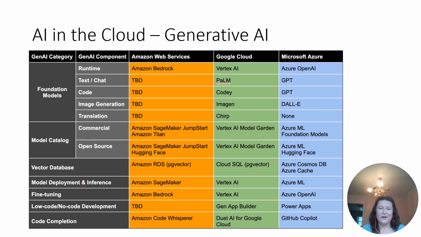Code completion, this is one that a lot of developers love. Amazon CodeWhisperer basically helps you complete your code in Visual Studio or in the Amazon coding interfaces. Duet AI is the same thing for Google Cloud, and GitHub Copilot is for Azure. All three pretty much will help you write your code, very similar to the JetBrains tools that you've probably used before. They help you write code, they help you write snippets, they help you format code, they give you suggestions on which libraries you should import and that kind of thing. Very useful for programmers.